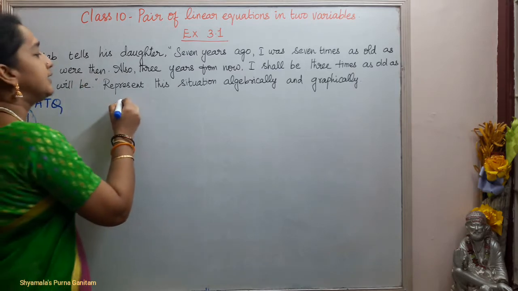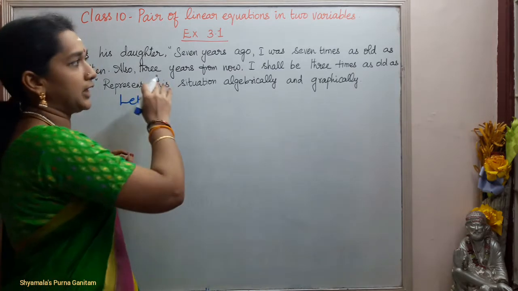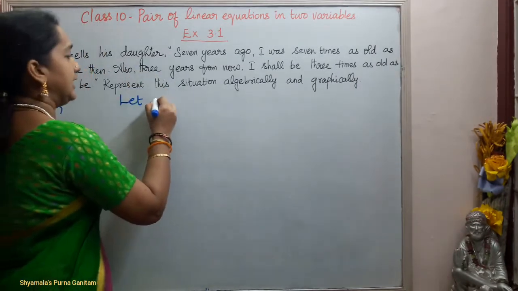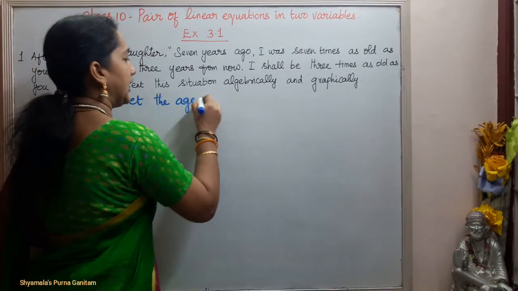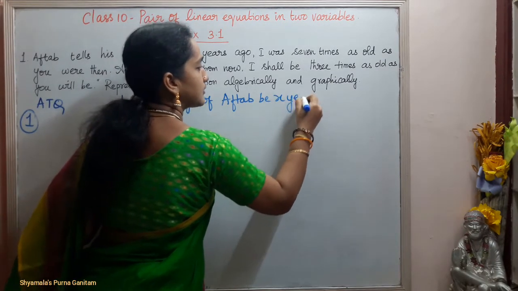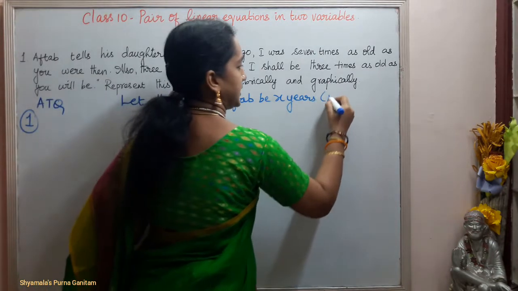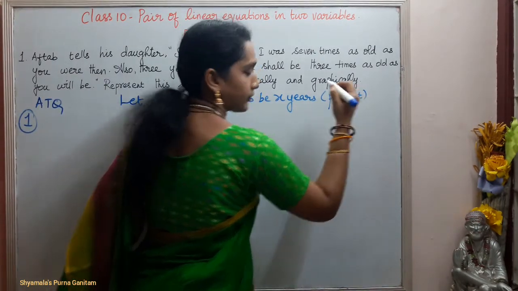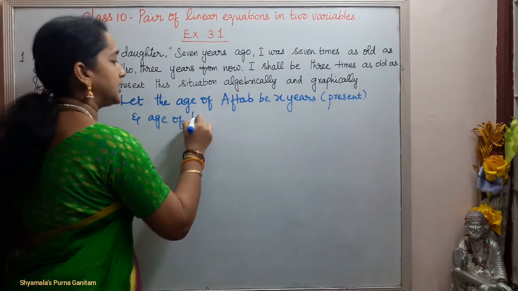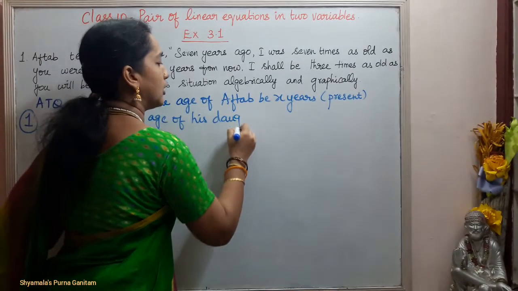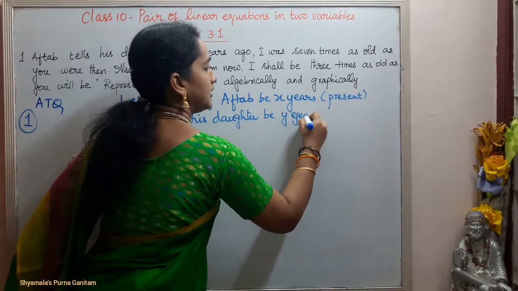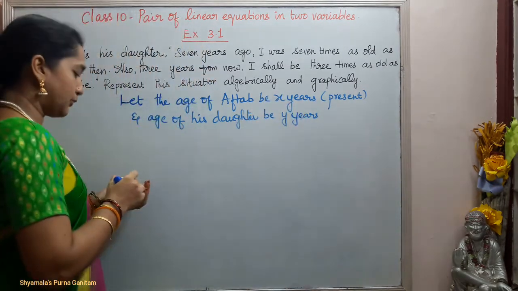So before taking this, we will take the present age of Aftab and his daughter to be X years and Y years. Let the age of Aftab be X years, and the age of his daughter be Y years.